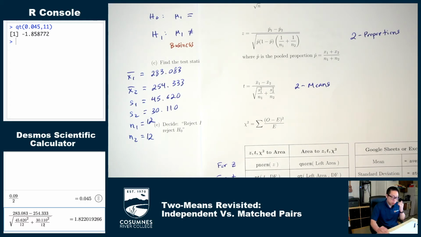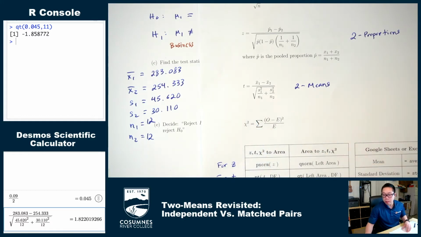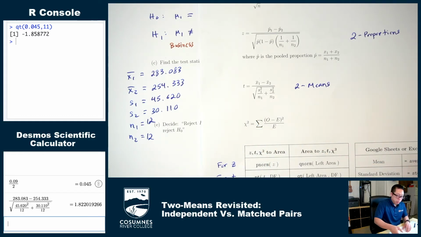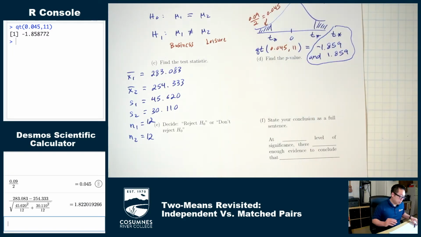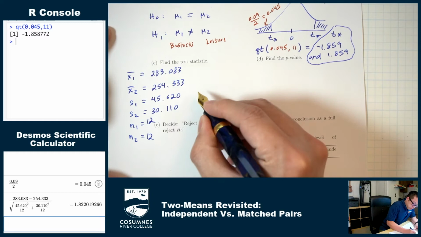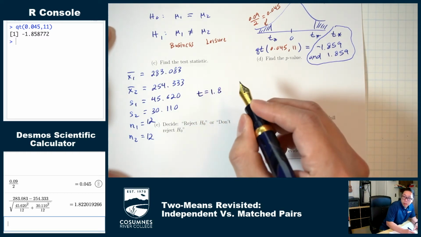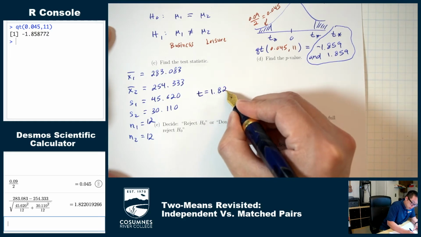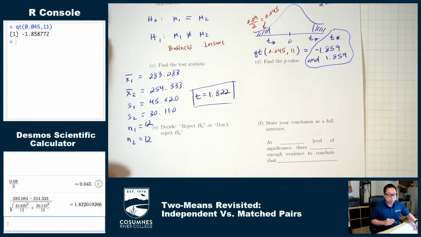Okay, make sure what you see on Desmos looks exactly like the formula, and then you'll hit enter. And I got 1.822. That's a T. Okay, that's our test statistic.